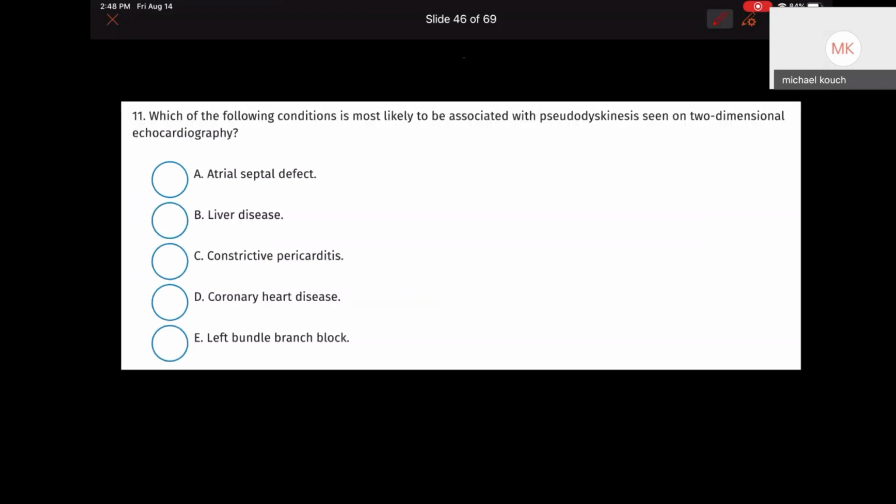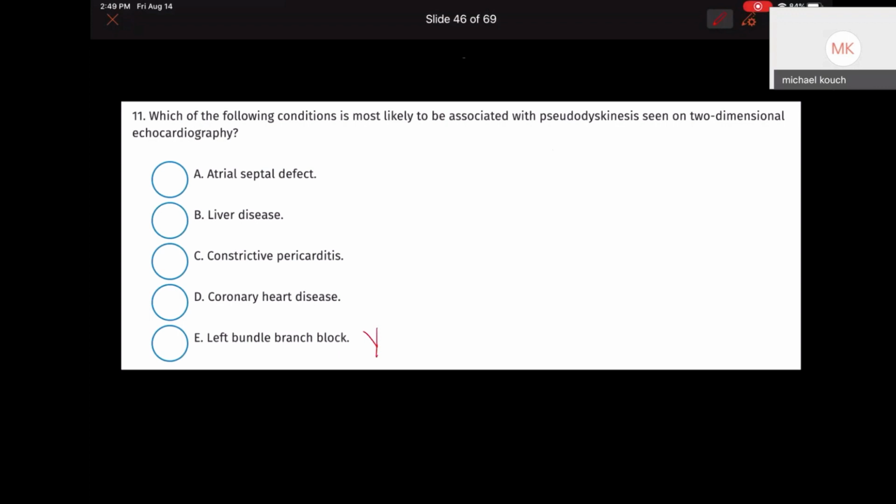Which of the following conditions is most likely to be associated with pseudo-dyskinesis on two-dimensional echo? So everyone at home is Googling pseudo-dyskinesis right now. Hirsch is smirking and texting on the side, like a good student. I'm guessing E. I didn't Google it. My guess is E. Actually, she heard Mike say it first. Okay. I'm pretty sure. All right.